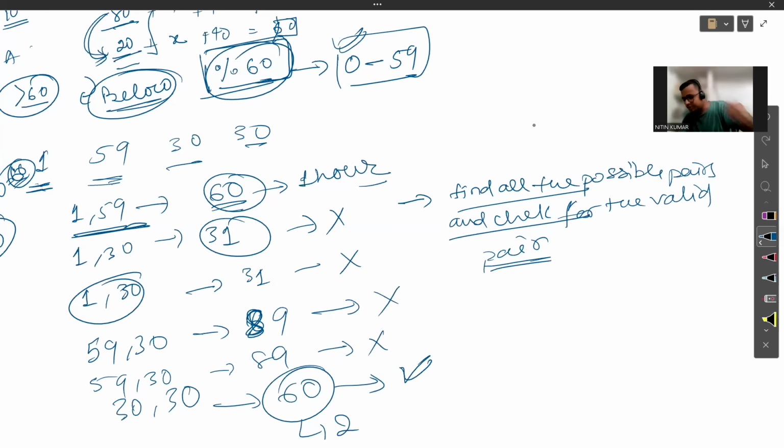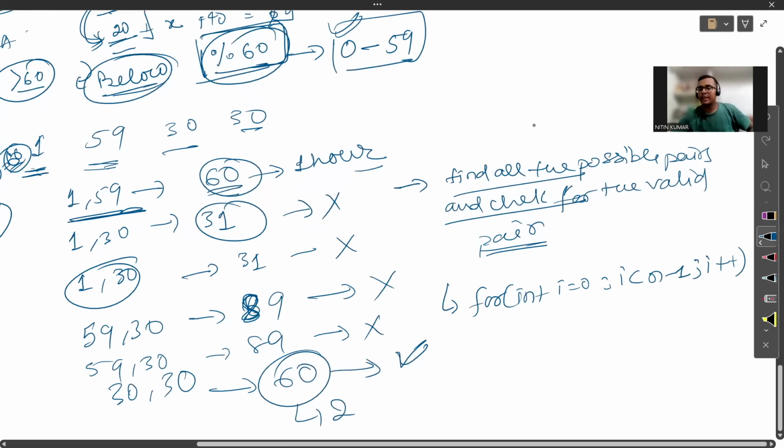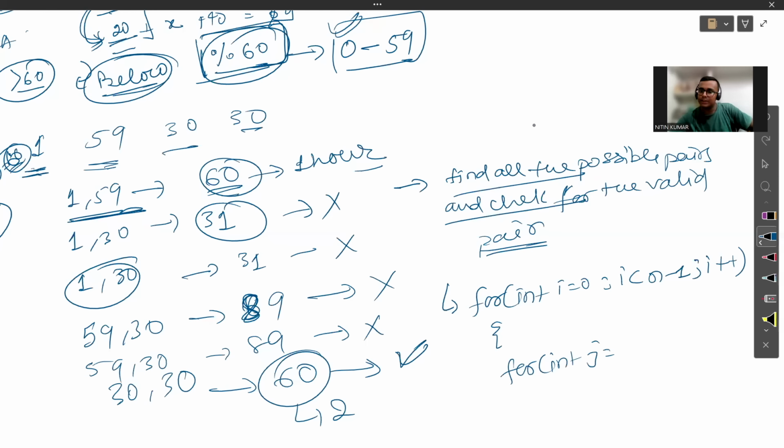How to find all possible pairs? You can simply find all possible pairs using the for loop. Start the for loop. The first will start from 0 going till less than n minus 1, obviously, because the last value cannot form any pair. And the next would be j. j will start from i plus 1, and j will go less than n, and j plus plus.